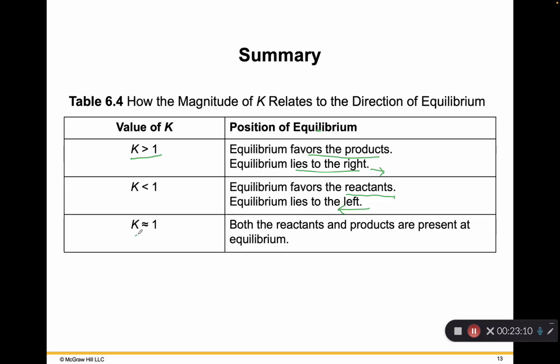If K is almost equal to 1 or equal to 1, it means it is exactly at the equilibrium. The reactants and products both are present at the equilibrium. They have equal amounts at that moment. The concentration of reactant does not change. The concentration of product does not change. And then we have an equilibrium state there. The ratio of products to reactants will equal 1. So this is the summary.